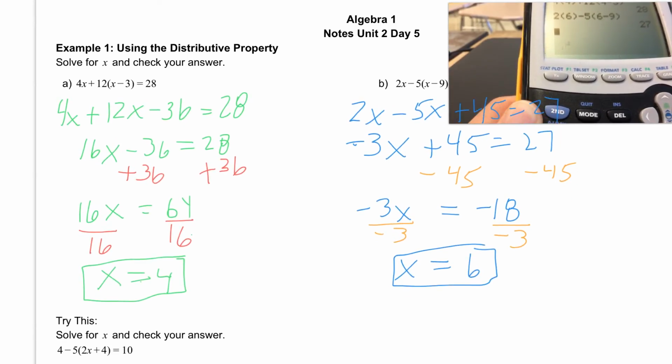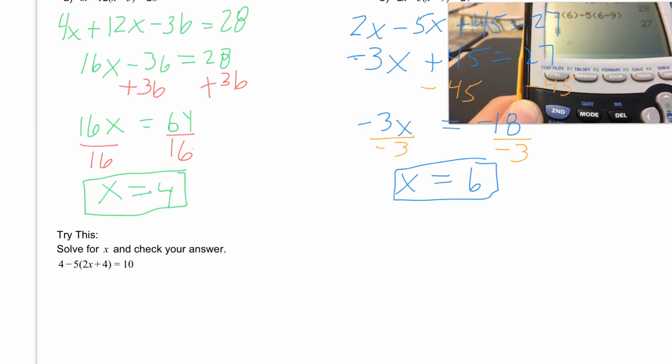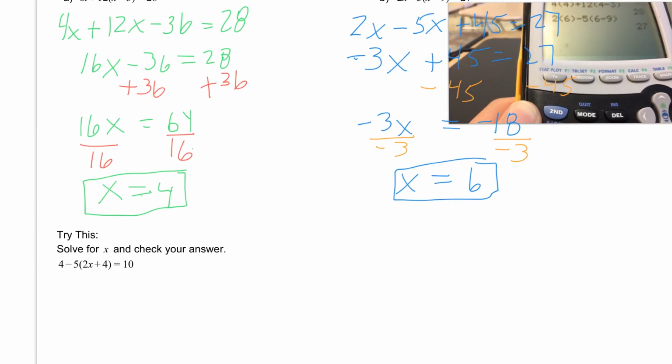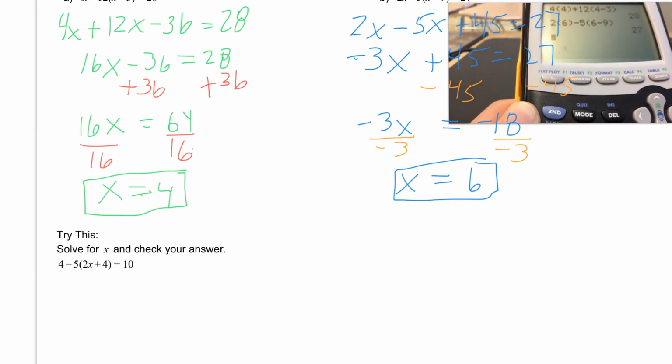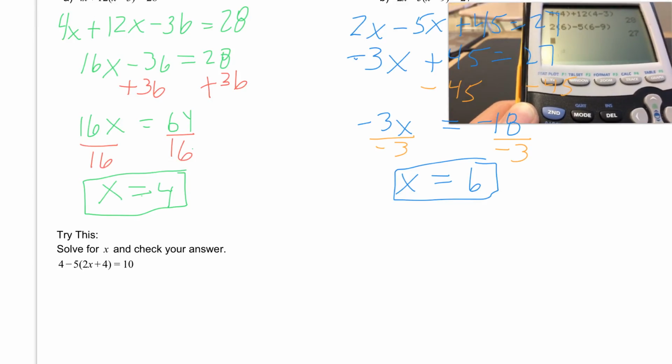Now I want you to take a look at the try this. That's down here. I want you to push the pause button and do that try this and check your answer when you're done. If you did the try this correctly, you should have gotten x equals negative 13 over 5. If you did not get this, please raise your hand and I will come around and help you.